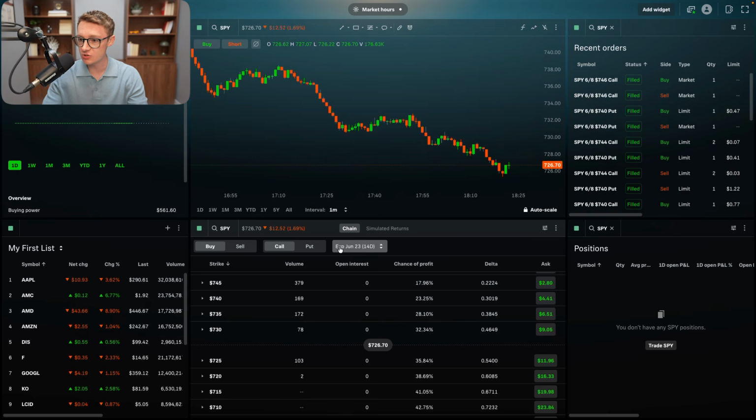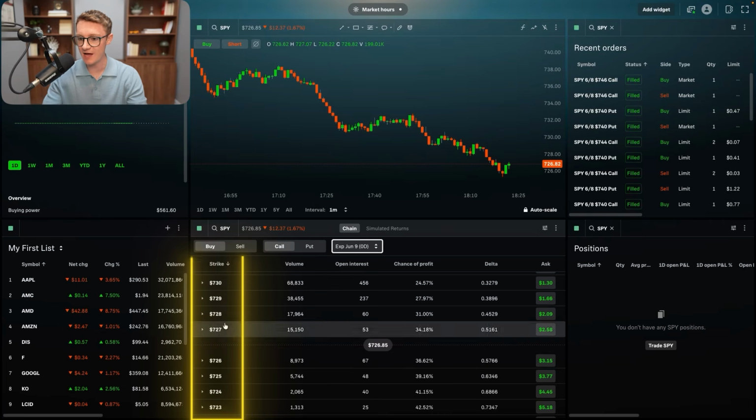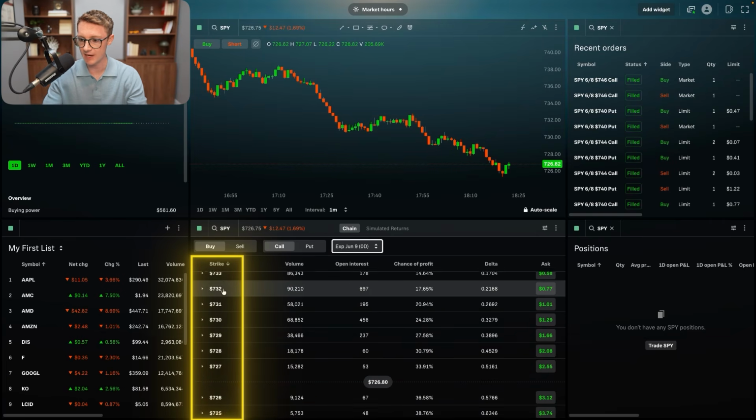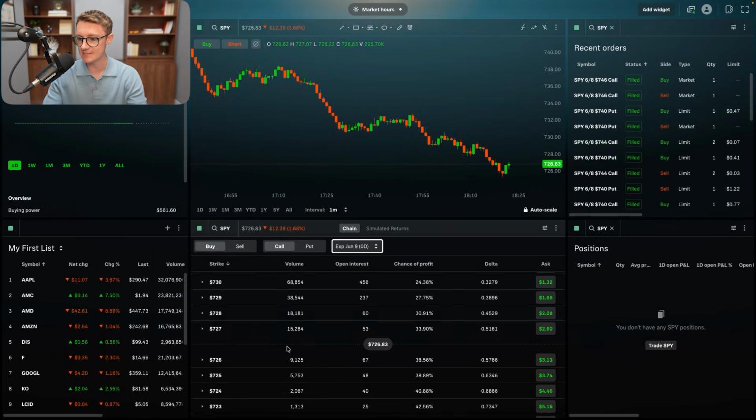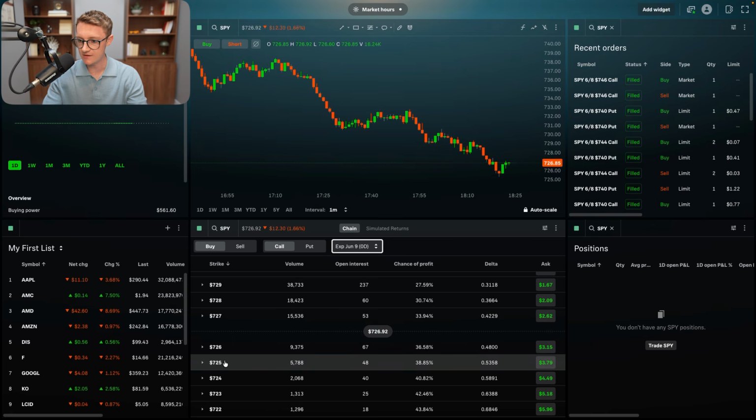But it's that easy. You just open up the expiration dates there, and you could choose, let's say, the June 9th 0 DTE contracts. Now, on the left-hand side, we have our strike prices. Okay. The current share price of SPY is $726.82. You can see that right here. So we've got the 727s, 728s, 726s, 725s, and we are looking to buy a call.